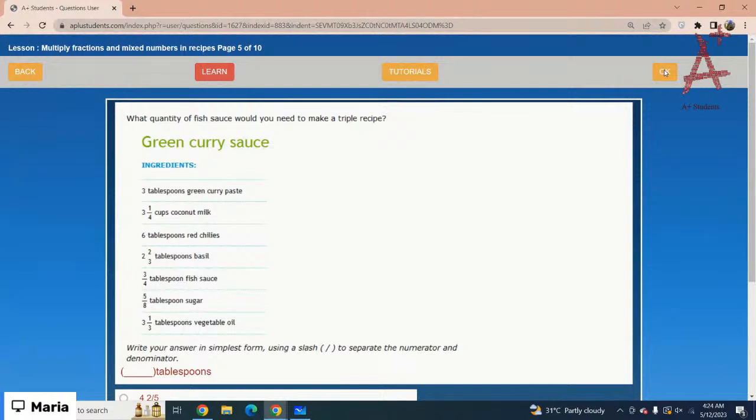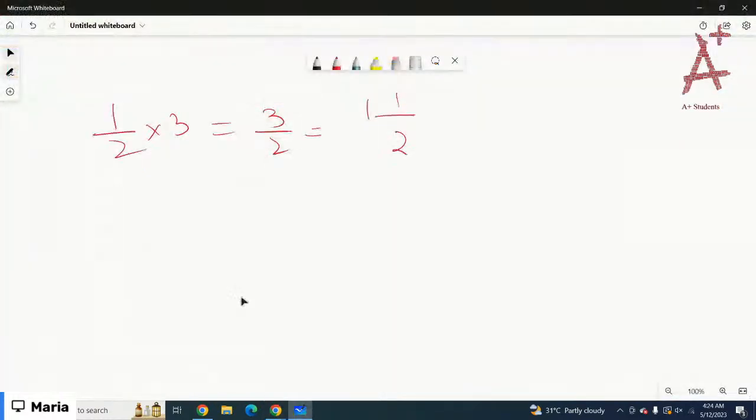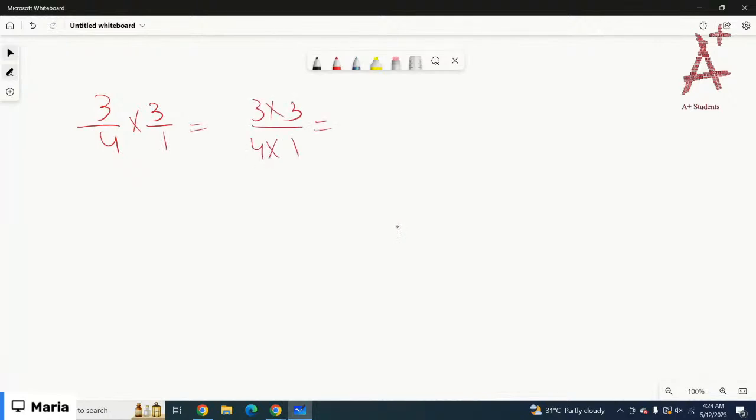What quantity of fish sauce you need to make a triple recipe? Which is the correct option? Fish sauce is 3 by 4 tablespoon. You need to do 3 by 4 times 3. Multiply numerator times numerator, and it would be 3 times 3 is 9 and 4. You have to divide 9 by 4. It would be 4 times 2 is 8 and 1 remainder, 2 whole 1 over 4. The correct option is 2 whole 1 over 4.